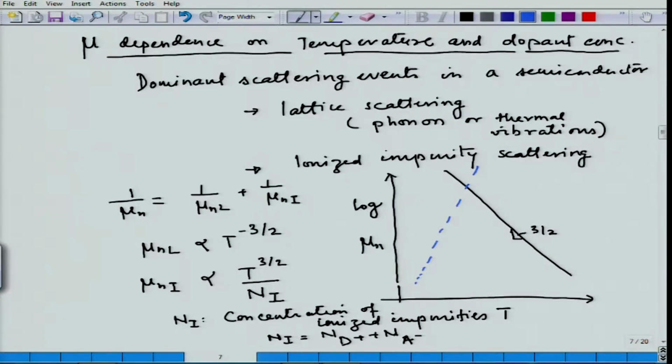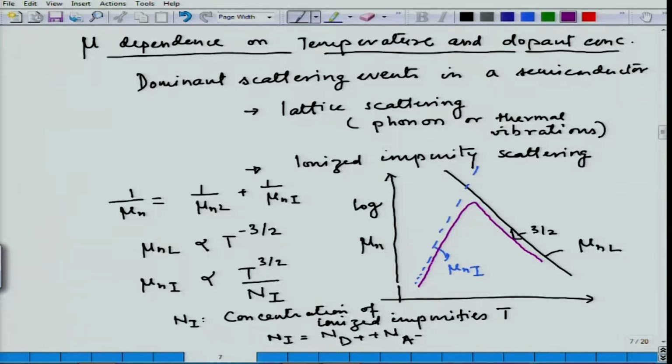So, this is due to mu n due to impurity, this is due to the mobility due to the lattice vibrations. So, if I see the overall effect on the mobility, I should see mobility changing in this region like that.